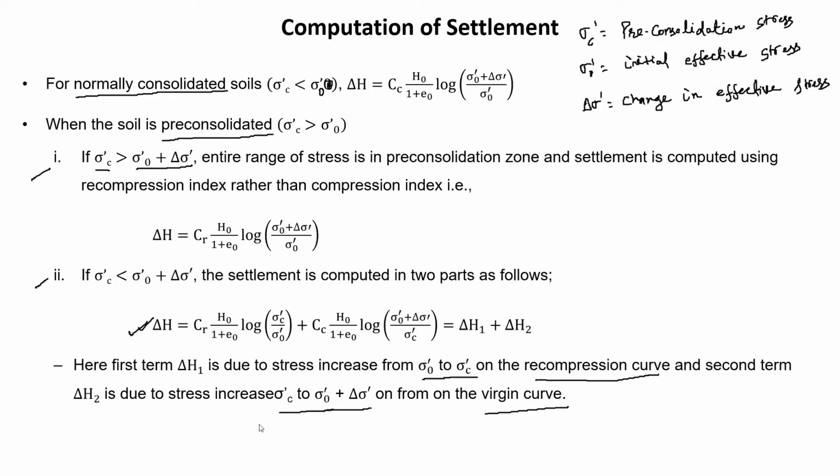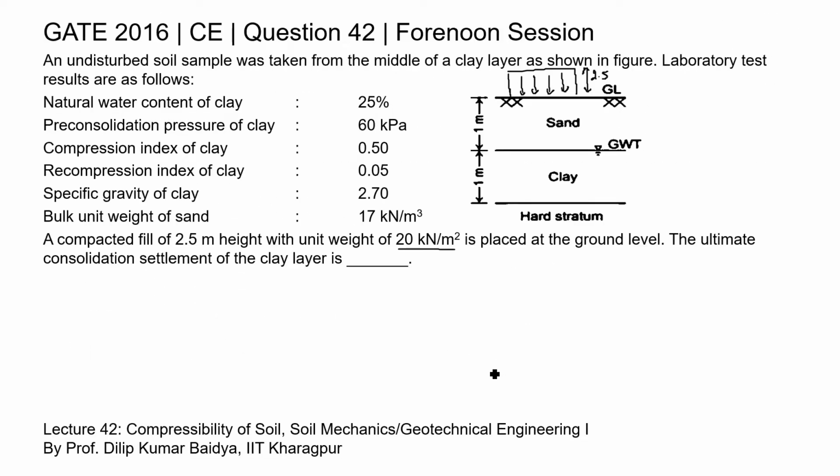So the ultimate consolidation settlement of the clay layer comes here as 37 millimeters. So 37 is the correct answer for this question.